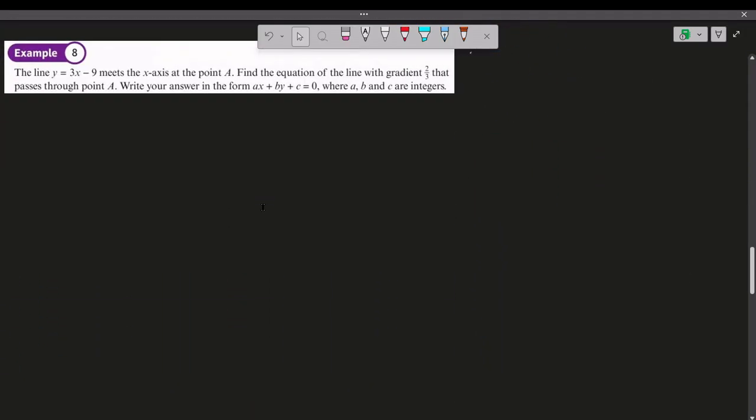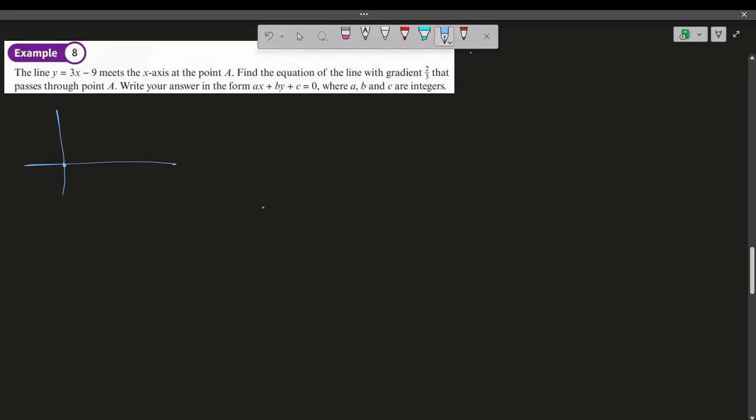So yes, let us start with this question. Here there is a line, y equals 3x minus 9, that meets the x-axis at point A. So the line meets the x-axis at point A, and we have to find it. This is your coordinate axis. Let us assume, and the line meets.